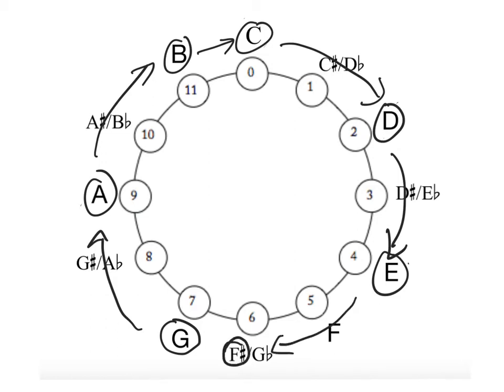I'll write that as F sharp, not G flat, because I want each letter to be used once. So I've already got the G over here, and I don't have any version of F yet. That's why I write F sharp and not G flat here. And then from F sharp, it's a half step to get back to the G.